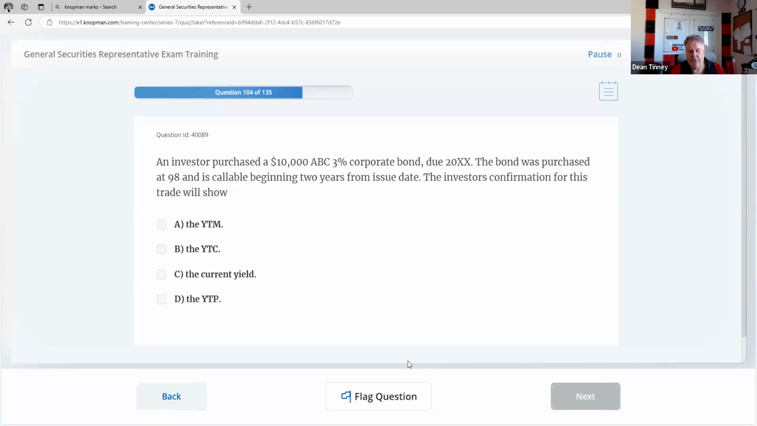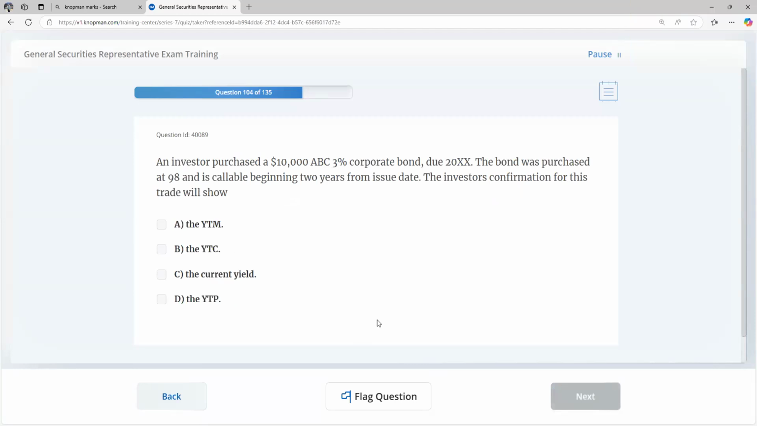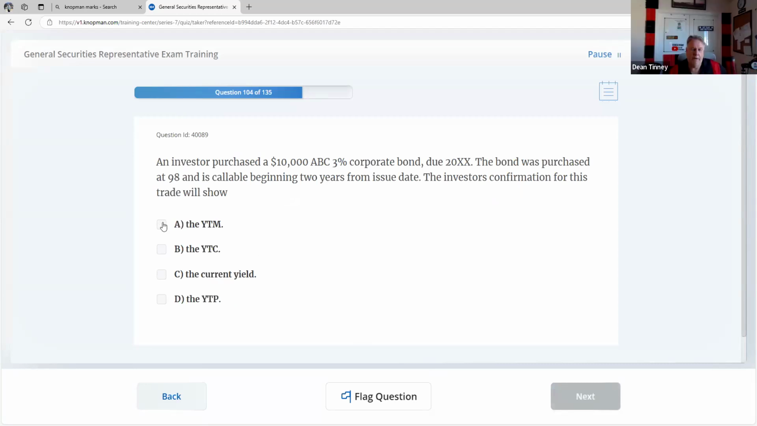An investor purchases 10,000 ABC 3% corporate bonds. The bond was purchased at 98 and is callable beginning 2 years from the issue date. The customer's confirmation will show... So it's at 98. So yield to maturity. Right on, yield to worst.